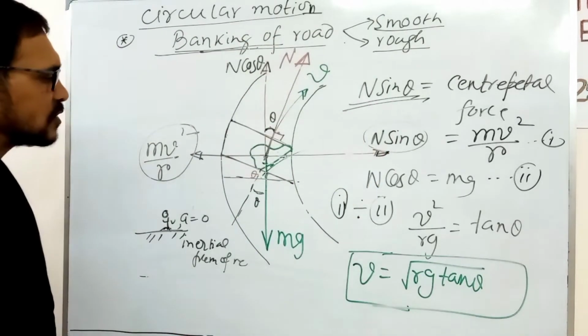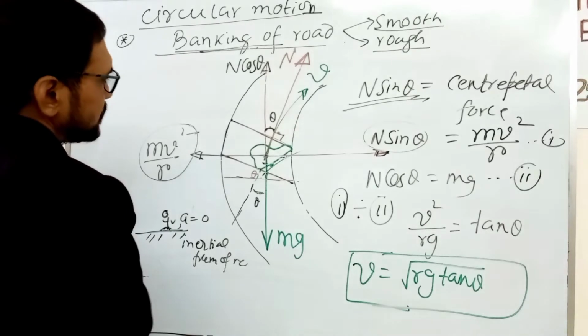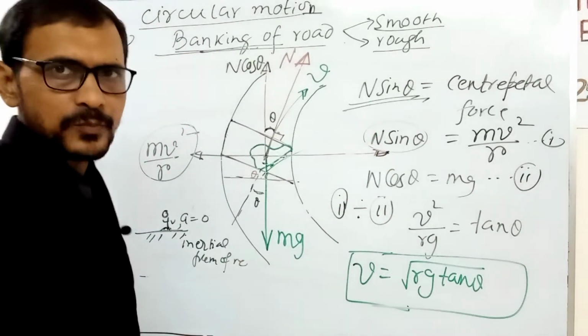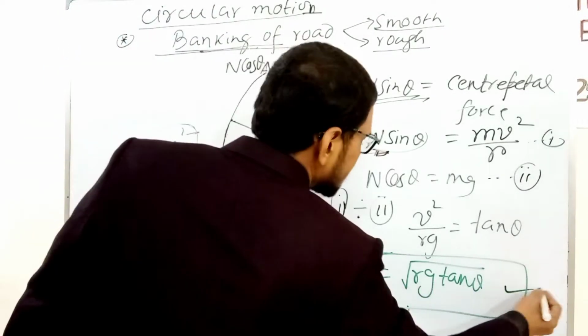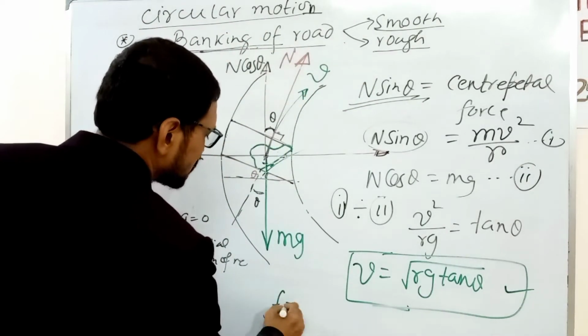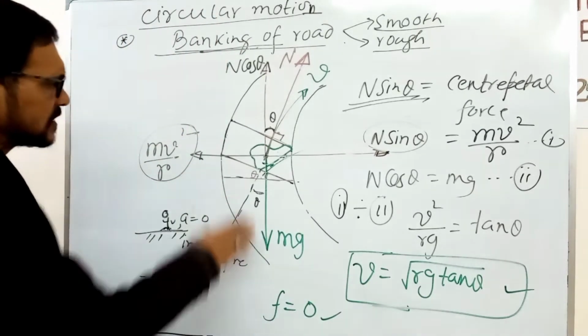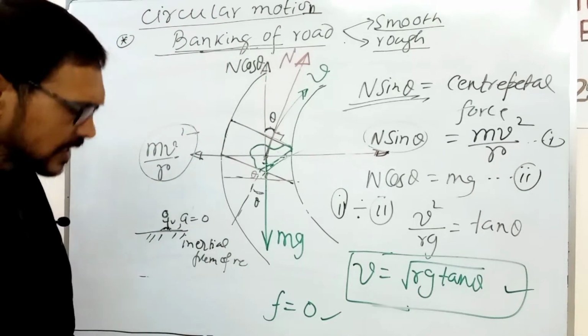So if v equals root over rg tan theta, then friction equals 0. This is the important point. So if v equals root over rg tan theta, friction should be 0. Now if friction is 0, the friction on the car is 0.